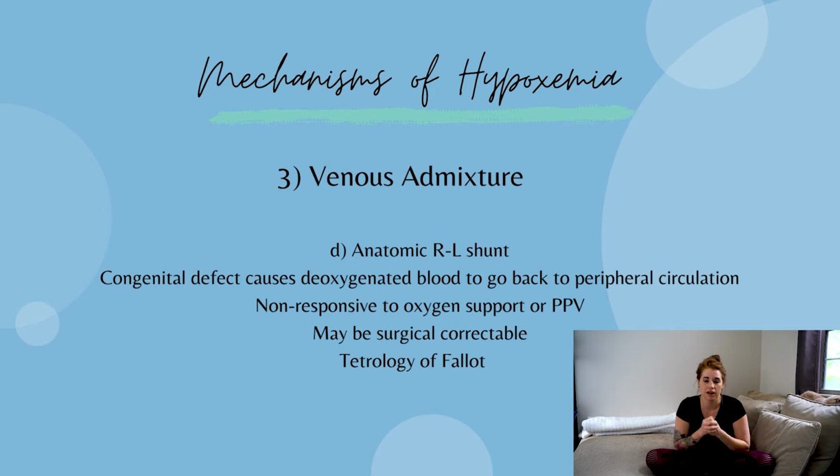The last type of venous admixture is a right to left shunt. A right to left shunt is caused by any congenital defect that causes blood to travel from the right side of the heart to the left side of the heart without being oxygenated, so bypassing the lungs. An example of a congenital defect that causes right to left shunting would be tetralogy of Fallot, which is a combination of 4 different cardiac abnormalities that lead to right to left shunting. Unfortunately, anatomic right to left shunts are not responsive to oxygen because, again, the blood is bypassing the lungs, and oftentimes are not responsive to any kind of medical therapy, but require surgical intervention in patients that have a surgically correctable disease.